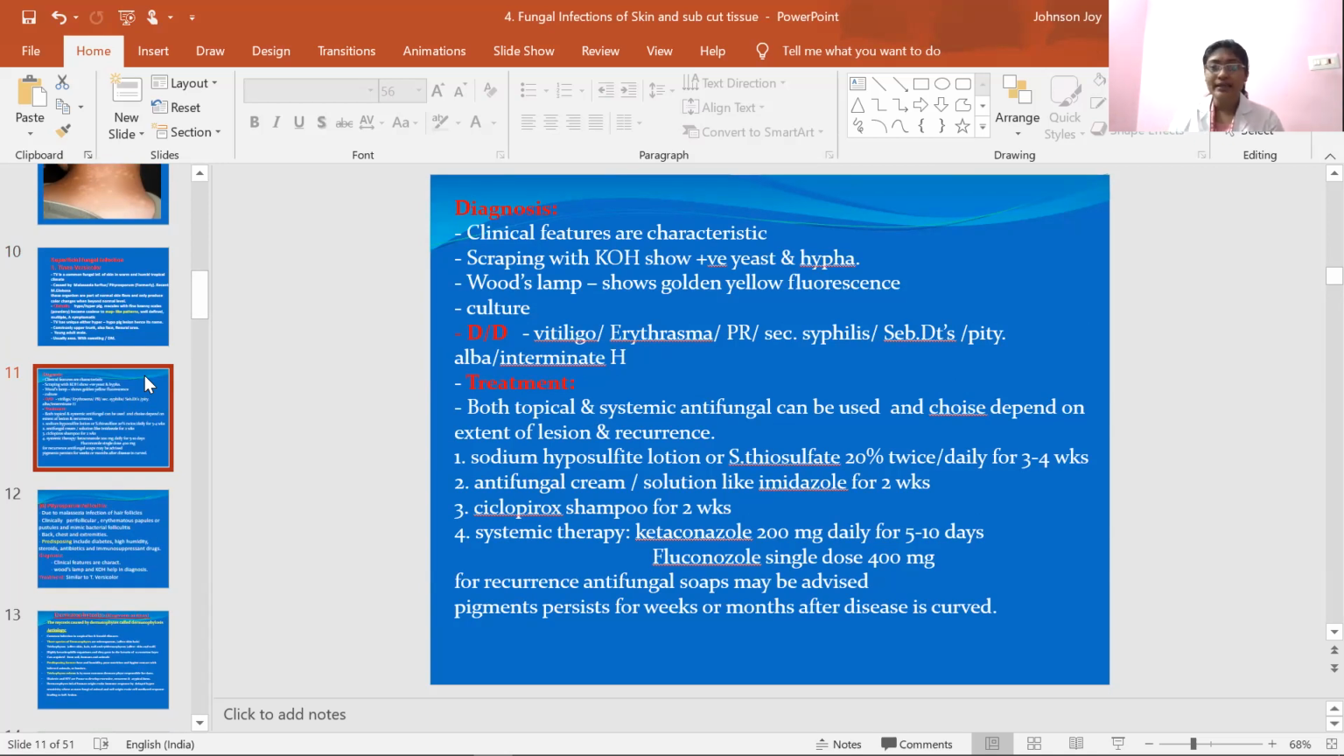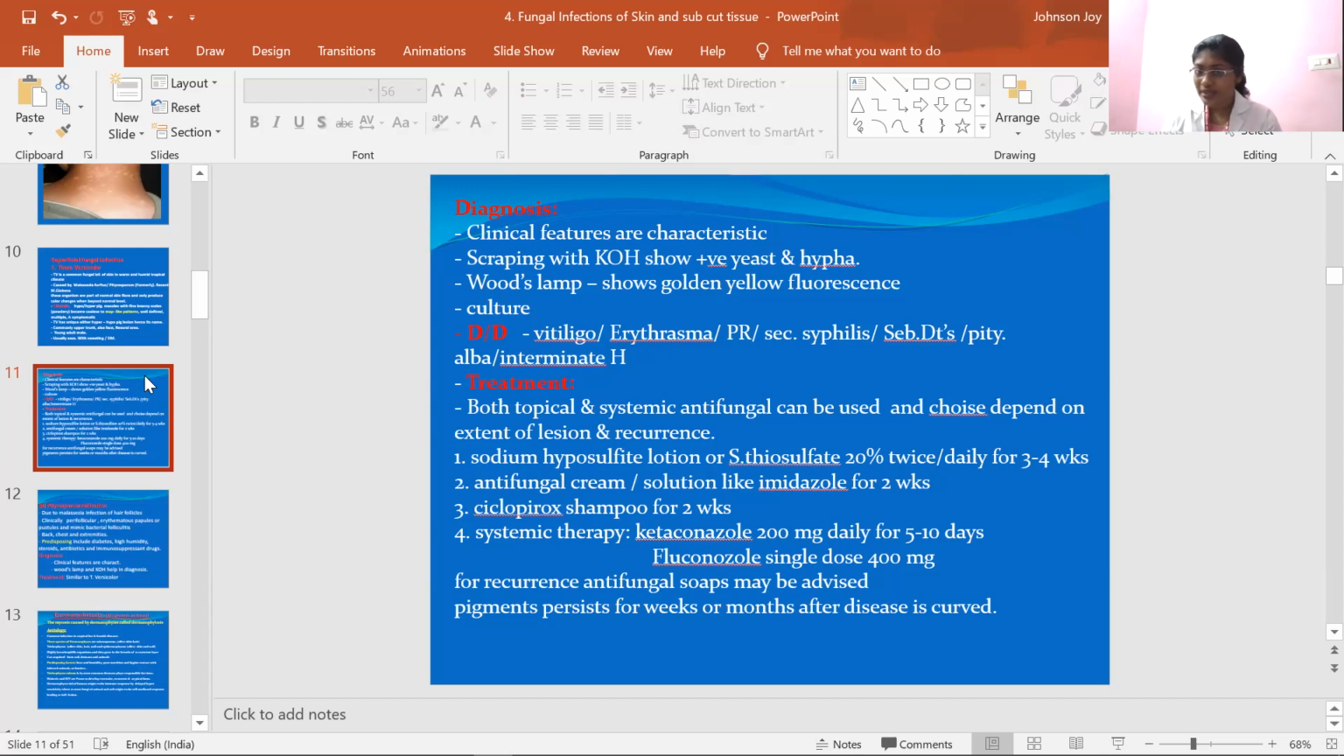Now, what are the differentials for tinea versicolor? As soon as you see a hypopigmented macule in a patient, what all things can come to your mind as a differential diagnosis? That includes vitiligo, where you can see depigmented patches on the skin of the patient. Next, erythrasma, which commonly occurs in the skin folds as hyperpigmented lesions, and erythrasma is actually a bacterial infection caused by Corynebacterium minutissimum.